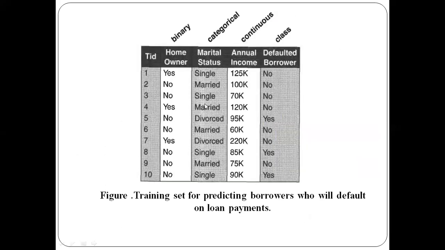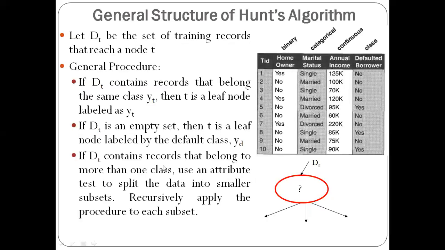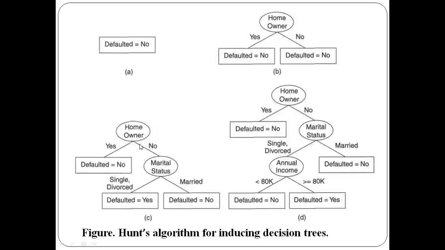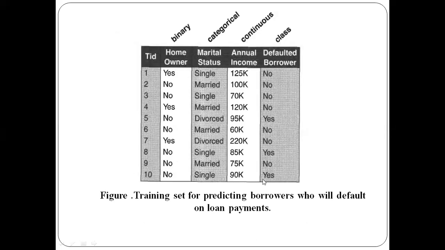If you observe here, for the single people the class label is S, and here homeowner is no. This one we have created for homeowner no. Among that set of records who have homeowner no and marital status single and divorced, for them, homeowner no and marital status single, the defaulted borrower is yes. In the same way, for homeowner no and the people who are single, the defaulted borrower is yes. Like that, for homeowner no and divorced people, the defaulted borrower is yes.